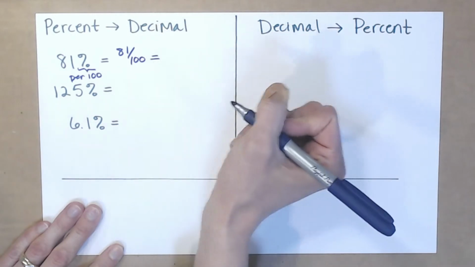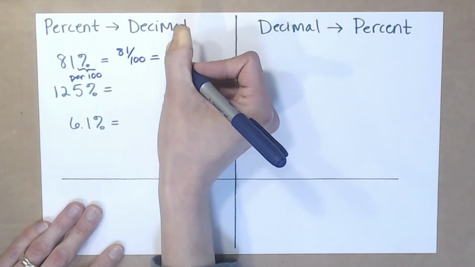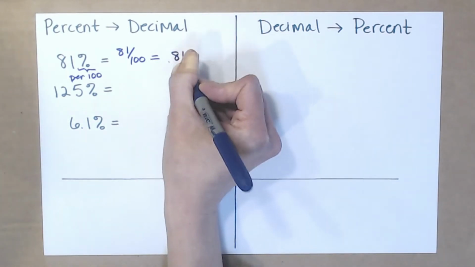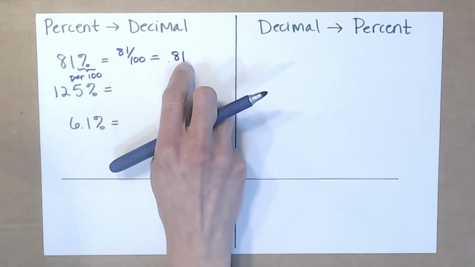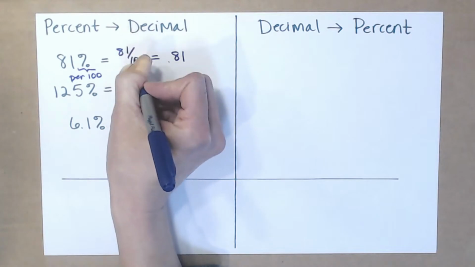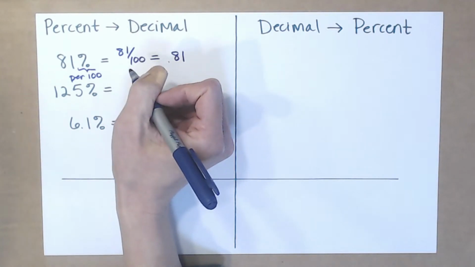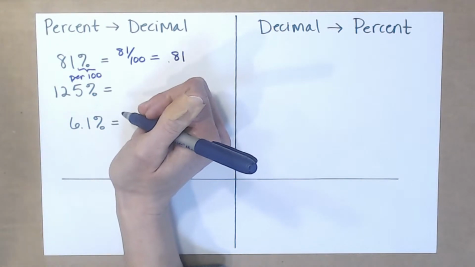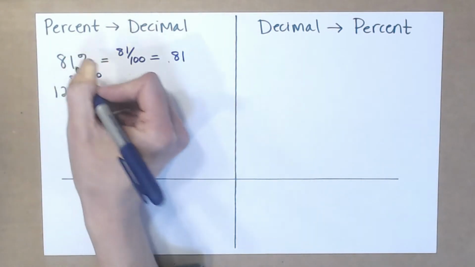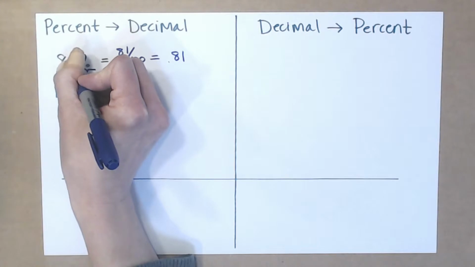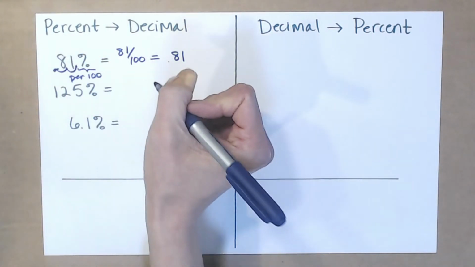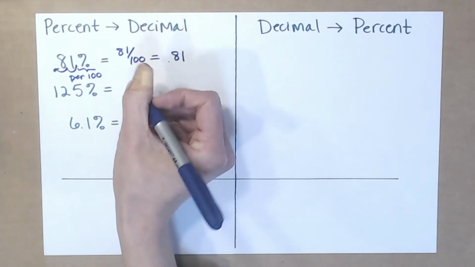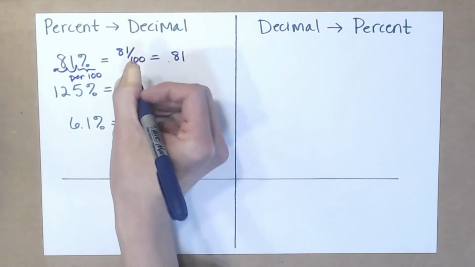Now, to write that as a decimal is 0.81. 81 hundredths as a decimal. We can also think of dividing by 100. We move the decimal point 2 places to the left when we divide by 100. So 81 divided by 100 would move the decimal 2 places to the left, and you would get 0.81. So you can use this for any conversion for percent to decimal.